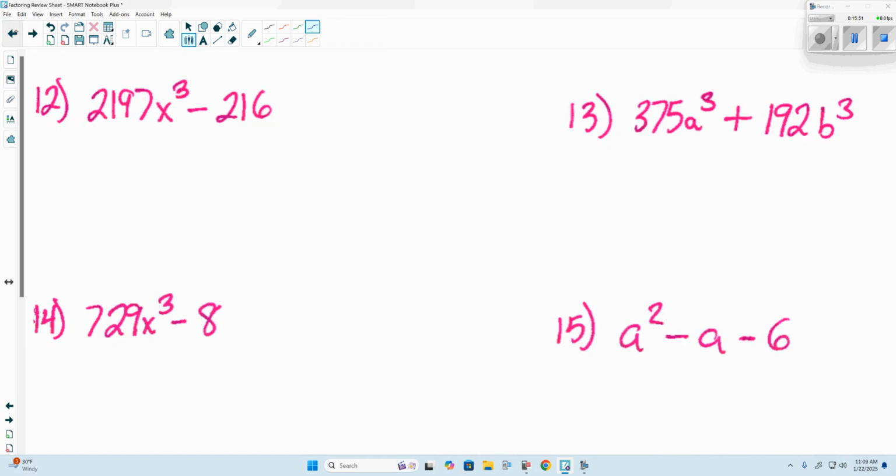Let's look at 13. Number 13. So these two numbers, we have a cubed, b cubed. When those variables are cubed, there's a good chance it's a difference or sum of perfect cubes. The only thing you need to check is to make sure there's no greatest common factor, especially with the variables. A and B are not the same, so we can look at 375.